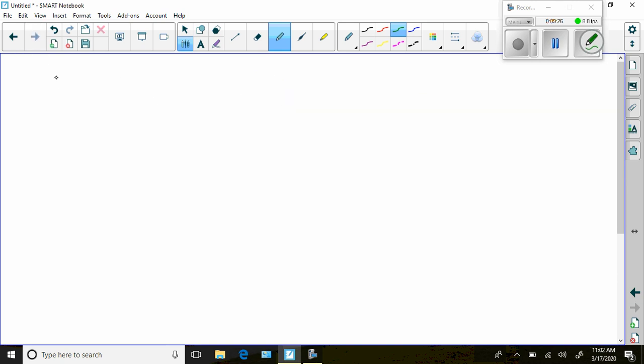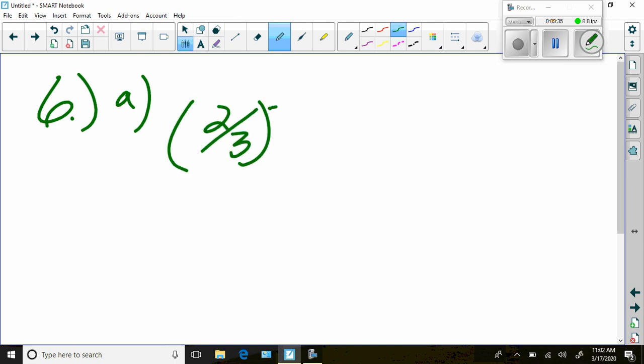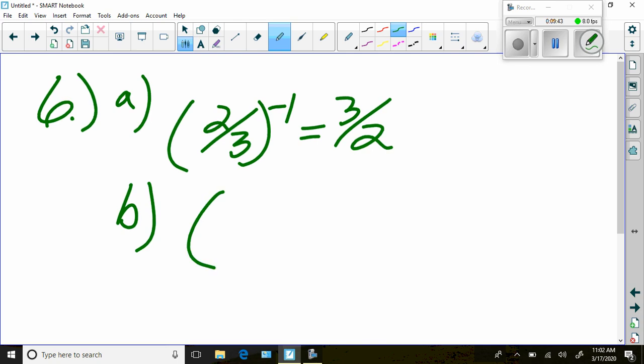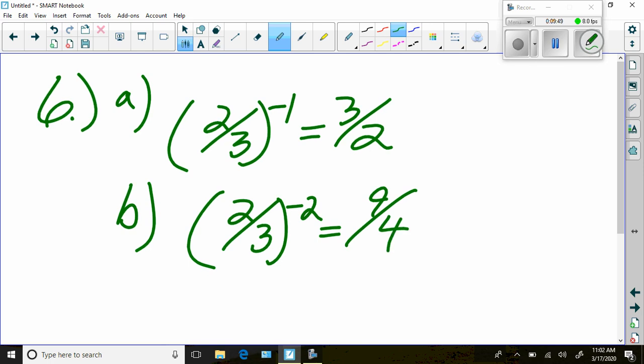Number 6. All right, now we're getting into just basic algebra problems. It says, what's 2/3 to the -1? Well, all you do is flippy flip. And then for B, it says, what's 2/3 to the -2? Well, you square it and flippy flip. So it's 9/4. Leave it as an improper fraction.